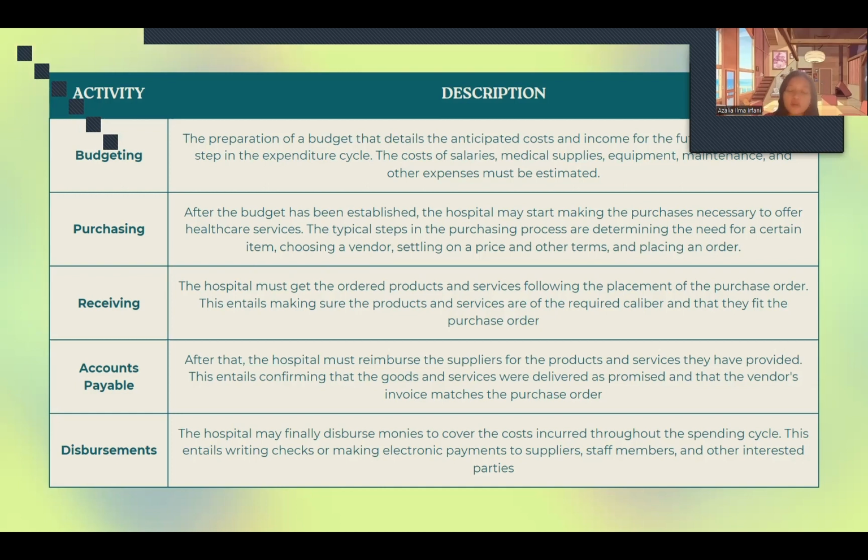Next up, we have accounts payable. After all that, the hospital must reimburse the suppliers for the products and services they have provided. This entails confirming that the goods and services were delivered as promised and that the vendor's invoice matches the purchase order. Next one, we have disbursements. The hospital may finally disburse monies to cover the costs incurred throughout the spending cycle. This entails writing checks or making electronic payments to suppliers, staff members, and other interested parties.